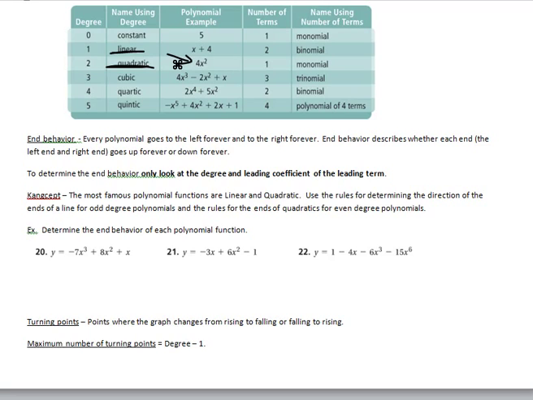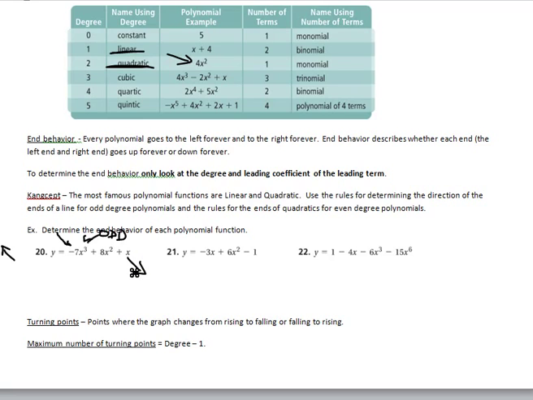Take a look at this example: y equals negative 7x cubed plus 8x squared plus x. The first thing I'm going to examine is the degree. The degree is odd, so its ends are going to follow the same thing as a line. If a line is rising or falling from left to right, we look at its slope. In this case, the negative 7 is not the slope of the curve, but it will behave similar to a slope when we determine the ends. A line that has a negative slope goes up on the left and down on the right. So this end behavior should be up on the left, down on the right.